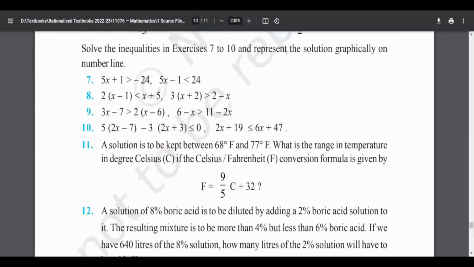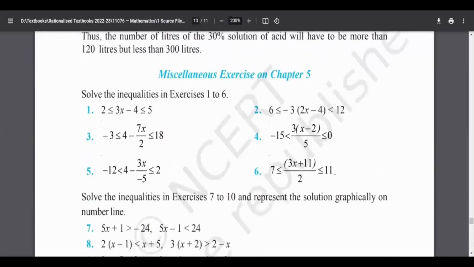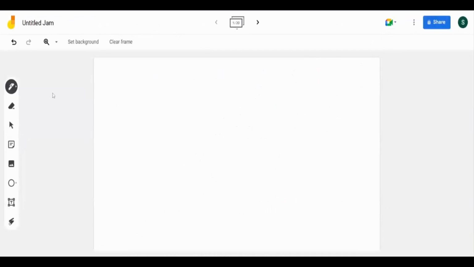And as you know, in this chapter we just have to solve for different values of x which satisfy the linear inequality. So we have to find the range of values of x which will satisfy this inequality. Let us start with the first question, that is 2 is less than or equal to 3x minus 4, less than or equal to 5.